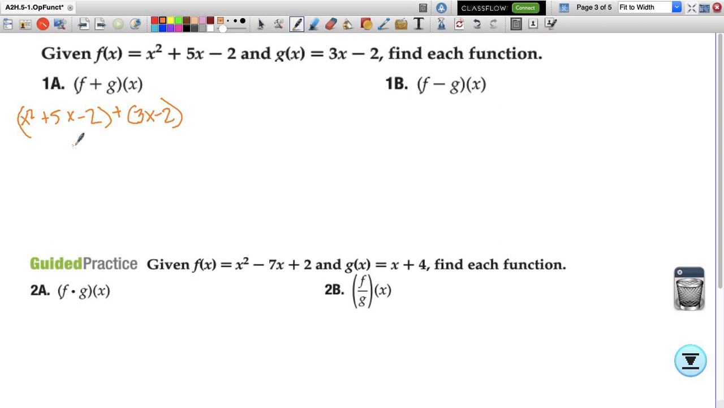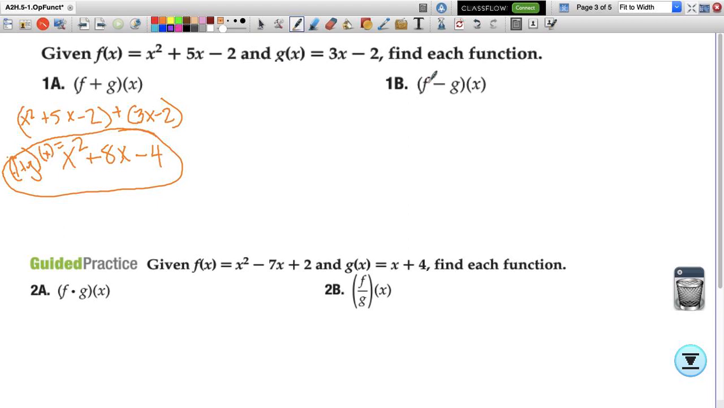I have no other x squared, so I'm going to keep that. I have a positive 5 and a positive 3, so I have positive 8 x's, and negative 2 and negative 2 is constant, same sign add and keep, negative 4. So my answer is f plus g of x equals x squared plus 8x minus 4. Pretty straightforward. Let's go over to our next one.